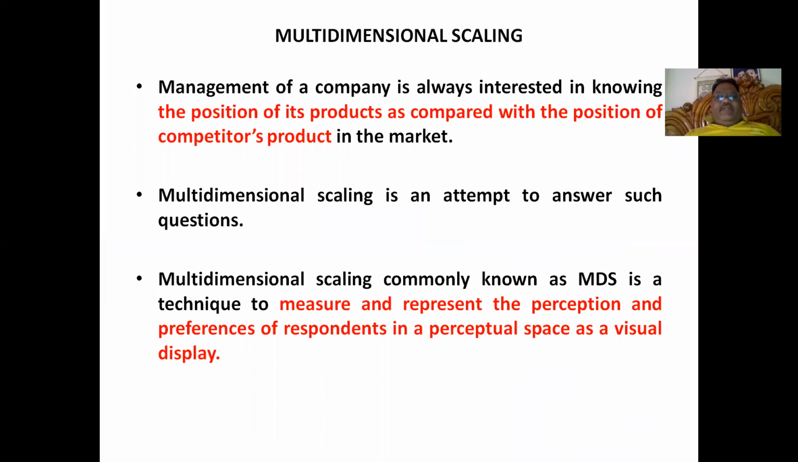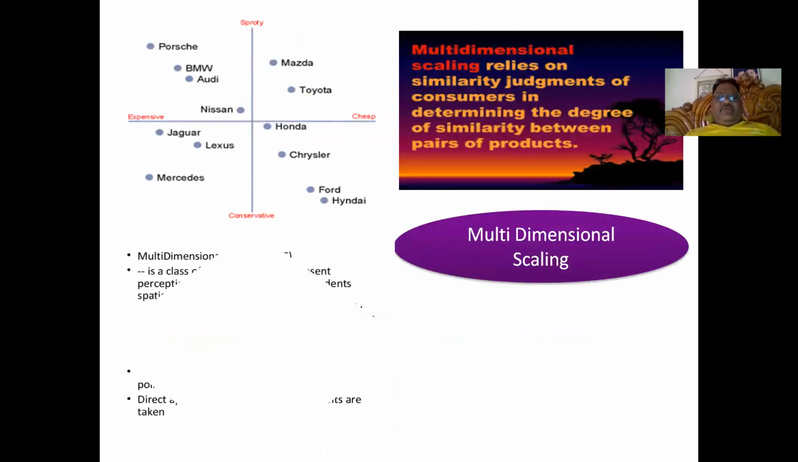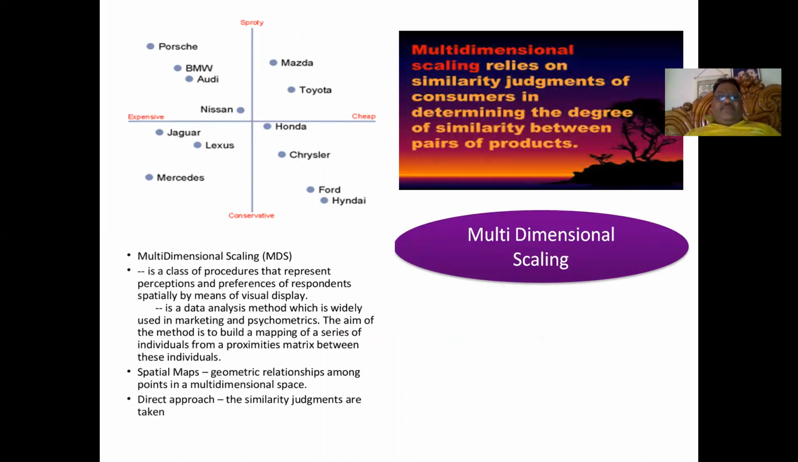We are also explaining multi-dimensional scaling, which relates to perceptions of your product, or the perception in the minds of customers. Or you can say the position of the product in the minds of customers, or the position of the competitor in the minds of customers. It is also known as MDS because it represents the perception and preferences of respondents in perceptual space as a visual display. We'll explain. So this is an example. It also helps us to find out similarity judgments of consumers, determining the degree of similarity between pairs of products.